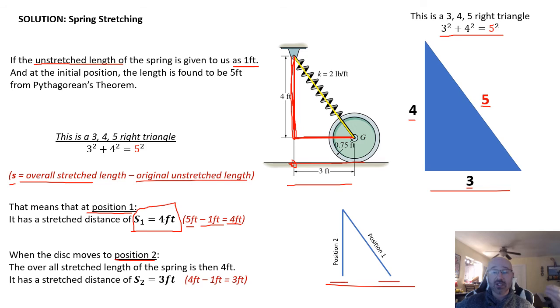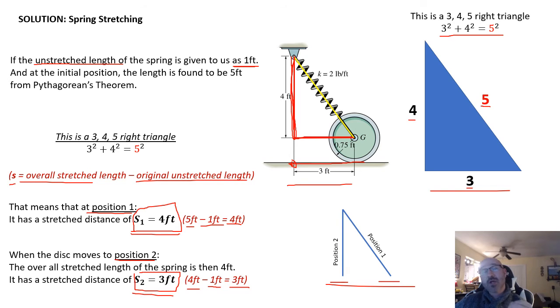So the amount that it is stretching here is going to be given to us as 3 feet. And that's simply, again, from taking that 4 foot length minus our original unstretched length of 1 foot. So that tells us now our S sub 2 is equal to 3 feet. So from our little bit of trig, our geometry here, we see that we have S1 and S2 values for our spring.